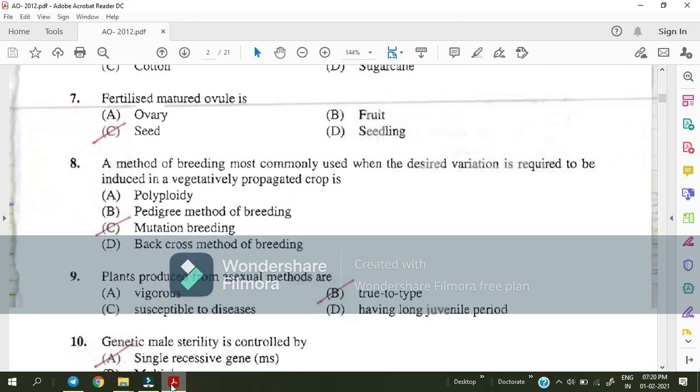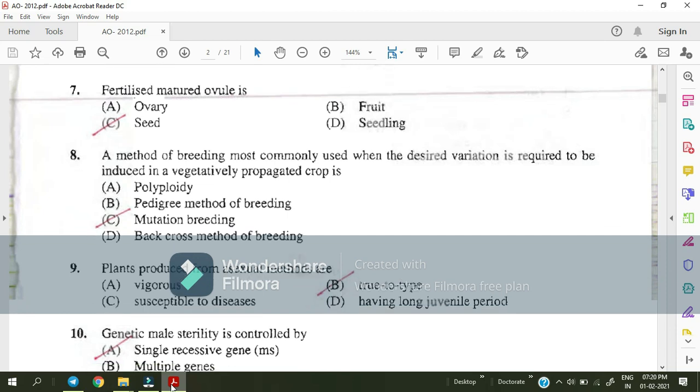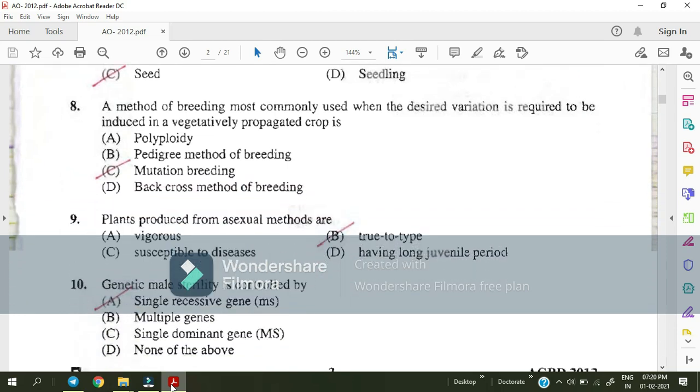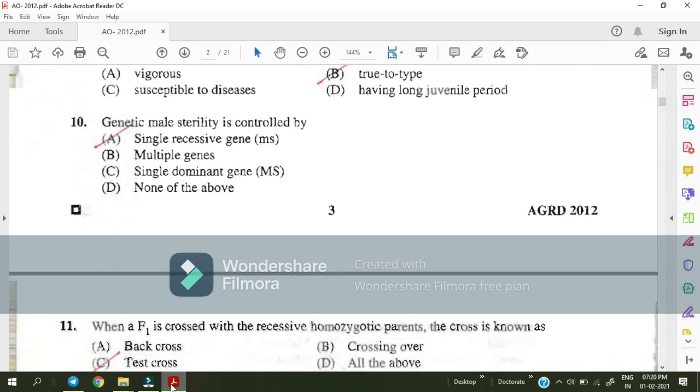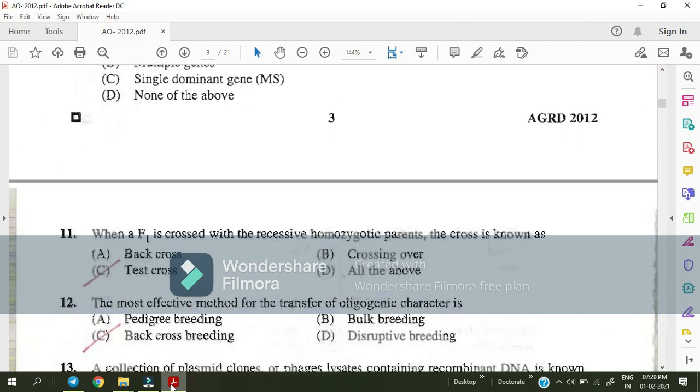Ninth question, plants produced from asexual methods are true to type. Tenth question, genetic male sterility is controlled by a single recessive gene. Typical example is red gram. 11th question, when F1 is crossed with a recessive homozygous parent, the cross is known as test cross.